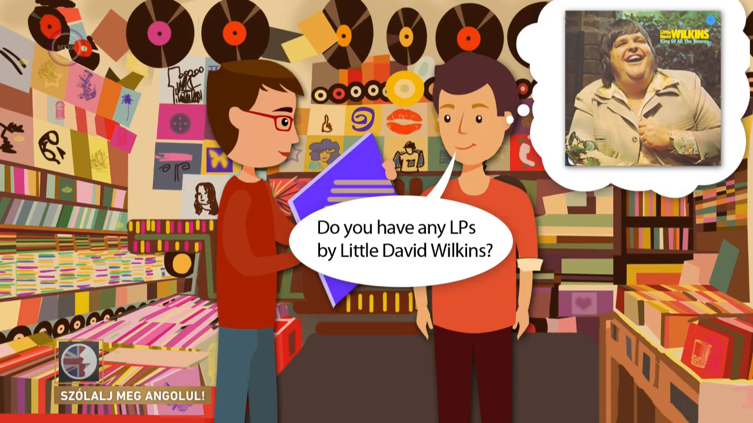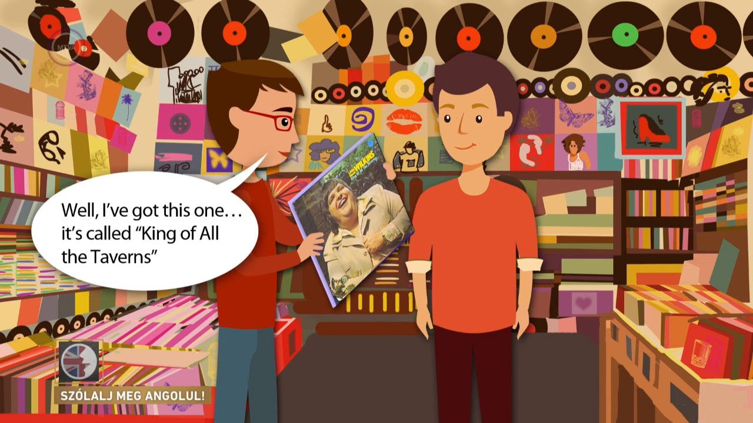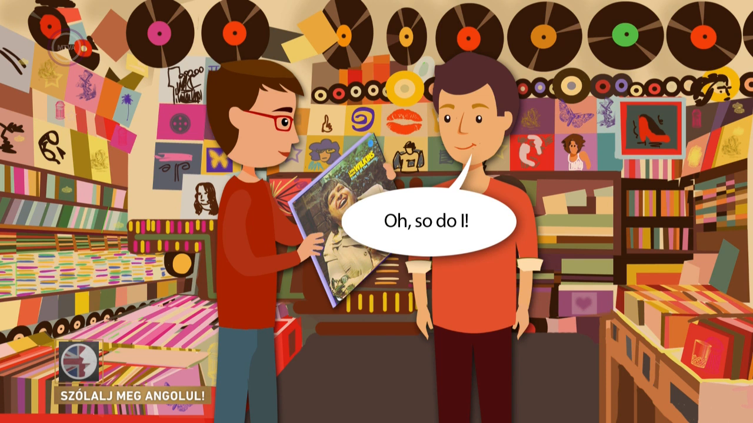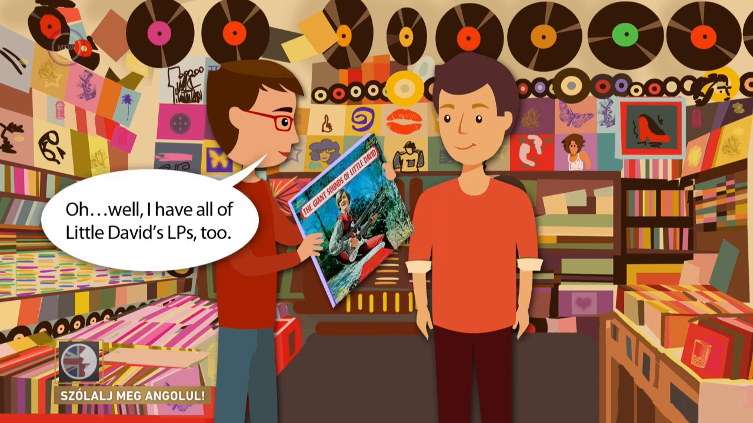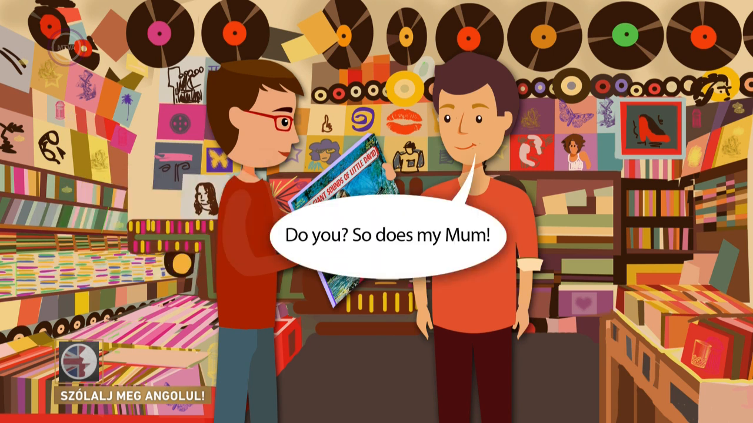Do you have any LPs by Little David Wilkins? Well, I've got this one. It's called King of All the Taverns. Oh, so do I. Oh, well, I have all of Little David's LPs too. Do you? So does my mum.